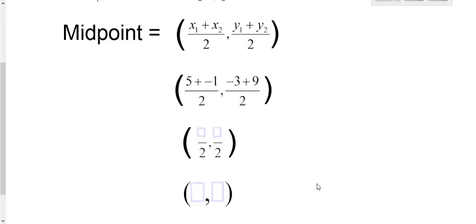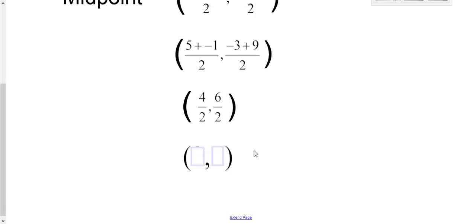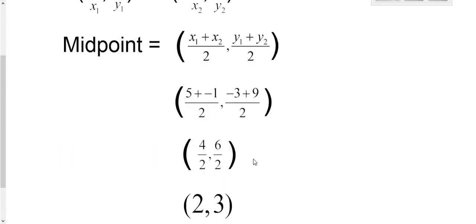Then you can go ahead and take your calculator and double check. Go ahead and do the addition on top first. 5 plus -1 is 4. -3 plus 9 is +6. And then do the division. 4 divided by 2 is 2. And 6 divided by 2 is 3. So the coordinates of the midpoint are the point, 2, 3.